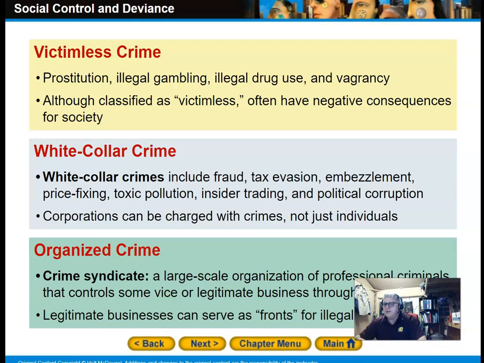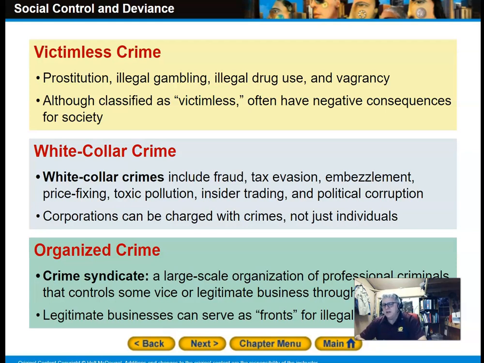White-collar crime includes fraud, tax evasion, embezzlement, price fixing, toxic pollution, insider trading, and political corruption. Corporations can be charged with crimes as well, not just individuals. Well, because corporations are considered people too. Now, white-collar crimes are called that because usually these are crimes committed by people who work in offices or businesses for a living, not like in a factory.